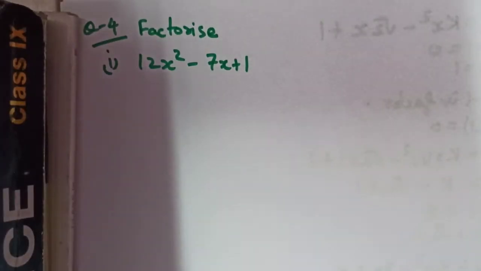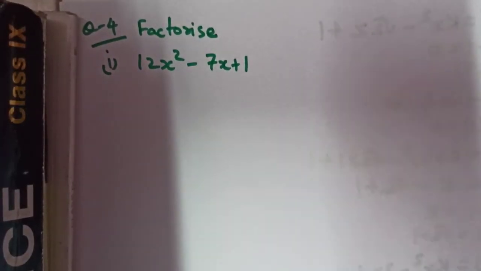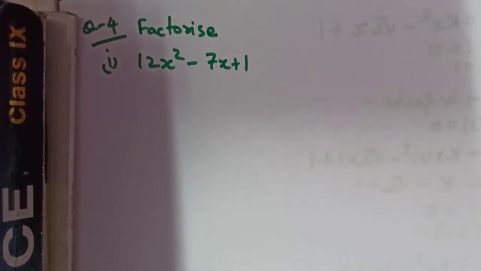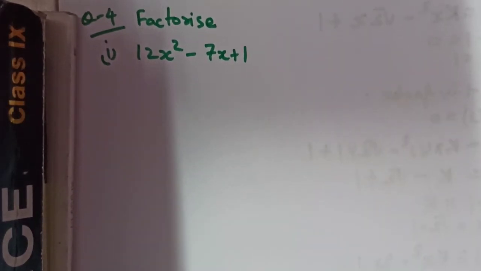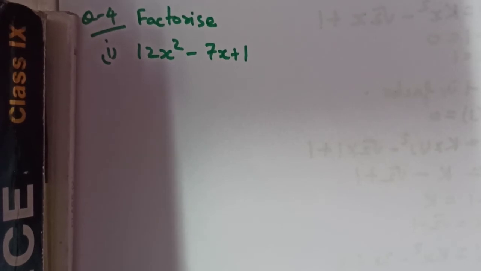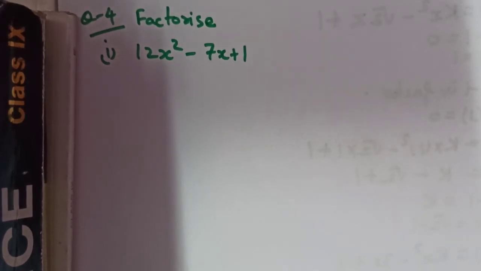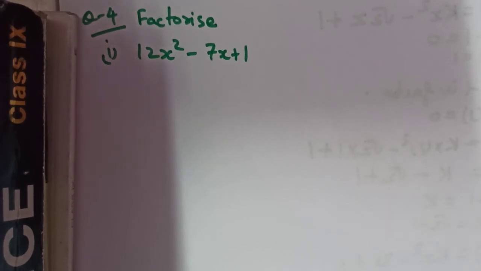Okay. Now we will be moving to question number 4, that is factorization. Factorize 12x² − 7x + 1 means we have to express this quadratic polynomial in the form of a product of two factors. So we will be using splitting the middle term. I have told you two methods of factorizing a quadratic polynomial, that is splitting the middle term and the factor theorem method. But I have also told you that factorizing a quadratic polynomial is very easy if we do it by splitting the middle term. So I will be telling you the splitting middle term method only.